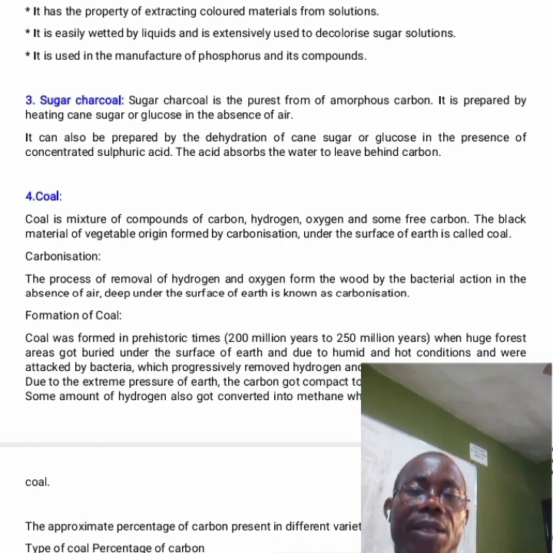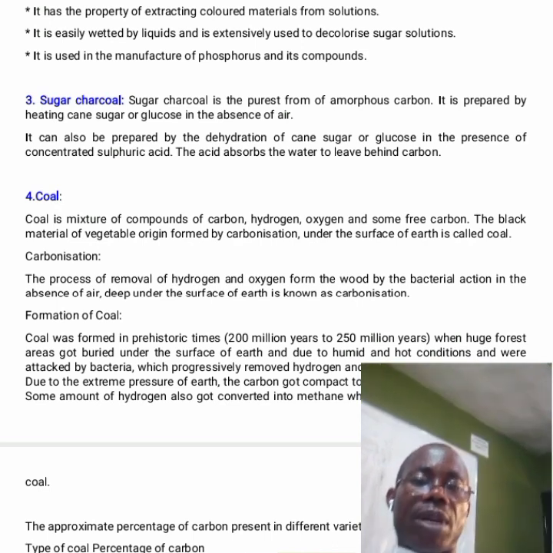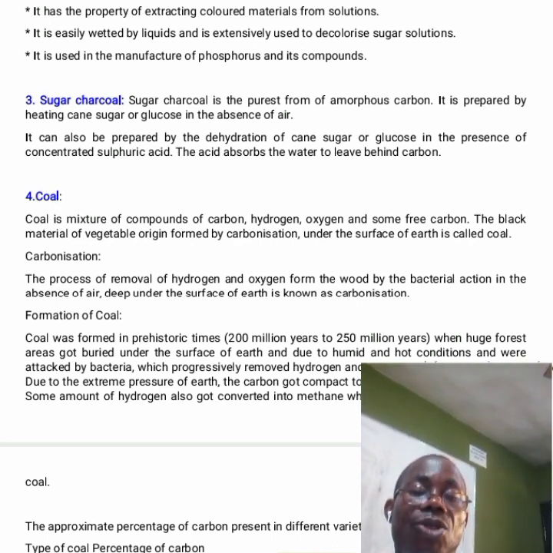We also mentioned the isotopes of carbon to include carbon 12, carbon 13, and carbon 14. And we said that carbon 12 is the most stable isotope. Electronic structure of carbon: carbon has 6 electrons. There are 2 electrons in the first shell and 4 electrons in the second shell.